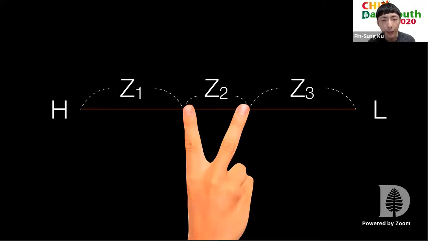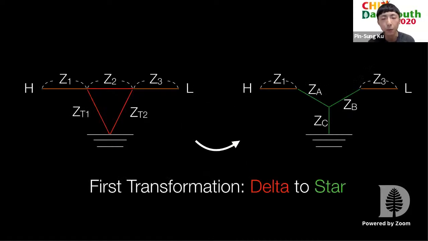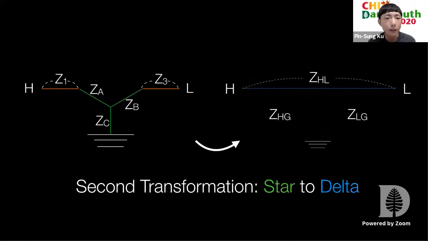We can also track a two-touch event by performing the star to delta transformation twice. This is the first transformation, where we turn the delta network into the star network. And the second transformation from star to delta. So with a more complicated calculation, we're able to get the equation describing the relation of two touch locations and the measured impedance.